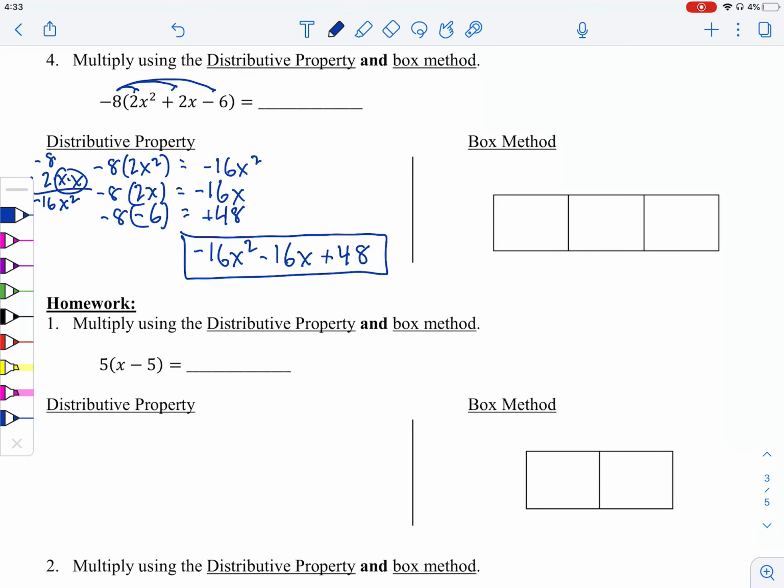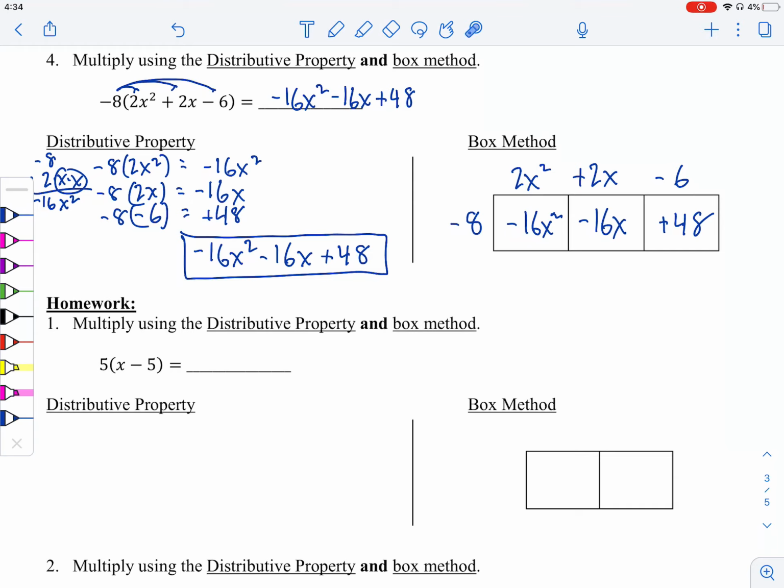Using our box method, we set it up. So our monomial is negative 8. Our trinomial this time is 2x squared, 2x, and negative 6. Then we multiply it out. So negative 8 times 2x squared is negative 16x squared. Negative 8 times 2x is negative 16x. Negative 8 times negative 6 is positive 48. I still get the same answer. So we got negative 16x squared minus 16x plus 48. Okay. And that's how we do it.